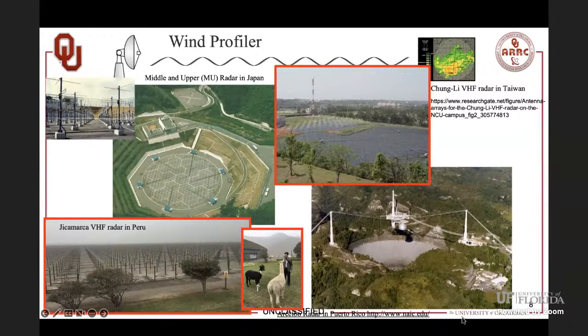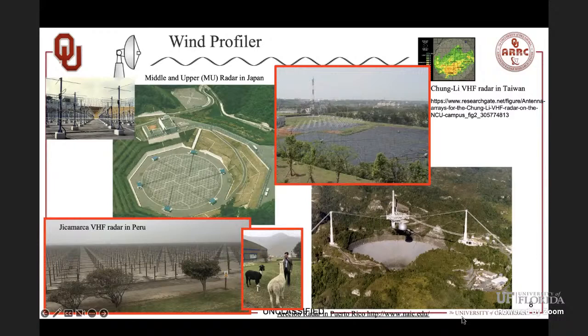And this one is in, I think, Taiwan. And this one is in Peru. This is one of the earliest radar systems. We went there to visit, I think now it's probably 6-7 years ago. They have 2 llamas there, and one of our colleagues just played with the llama.